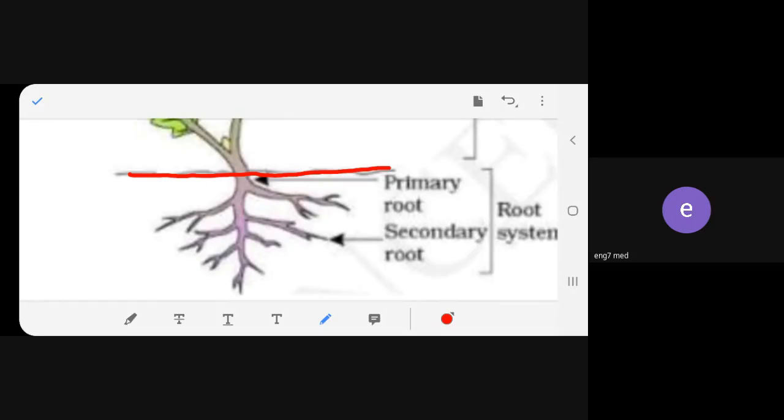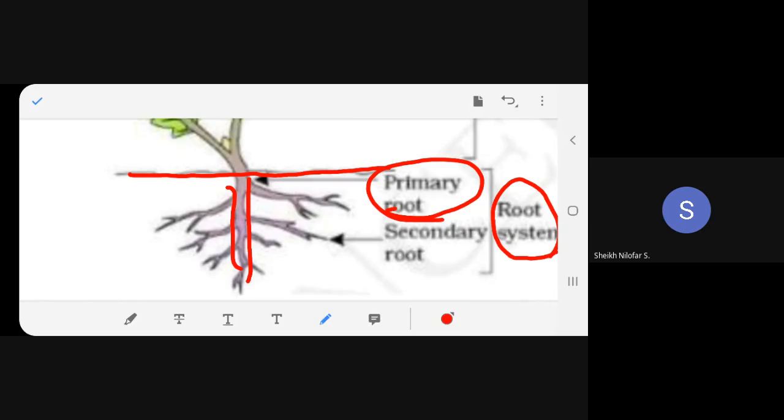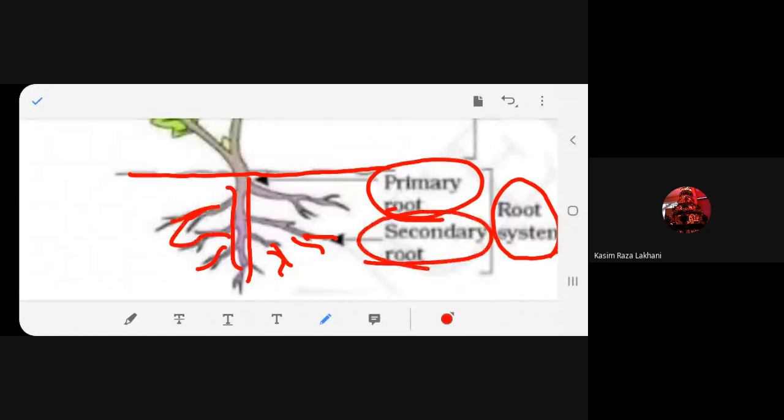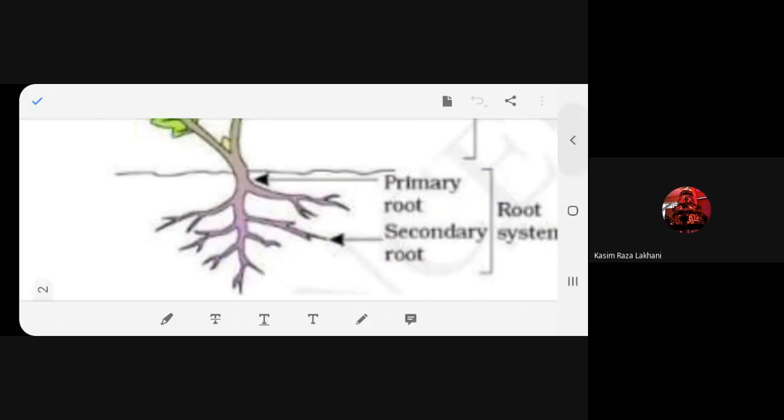What is it known as? Root system. The main root is known as the primary root. And the root hairs coming out of it, like this, like this, this is known as the secondary root.